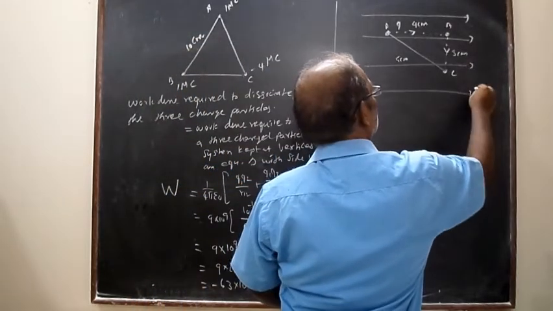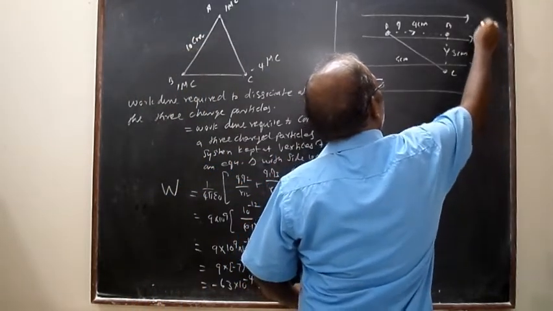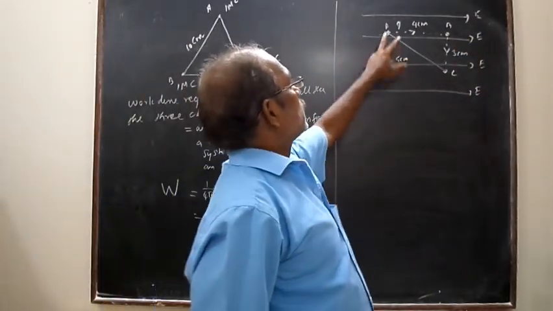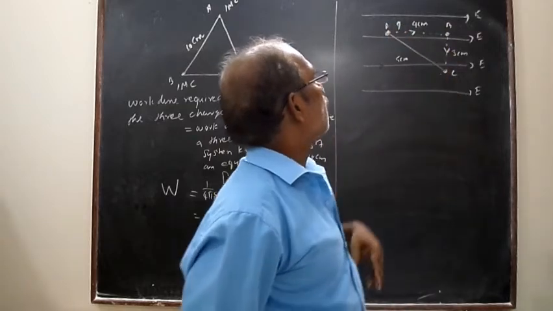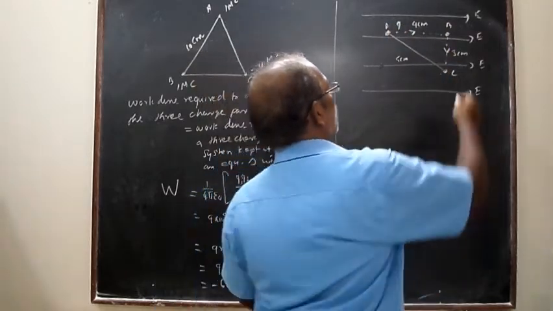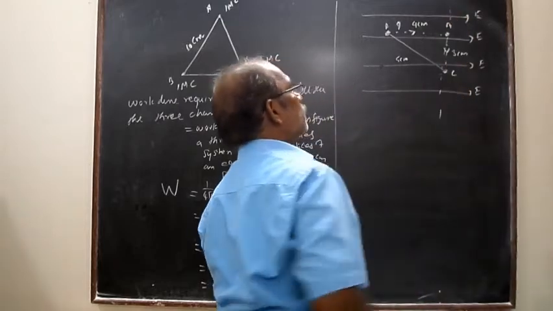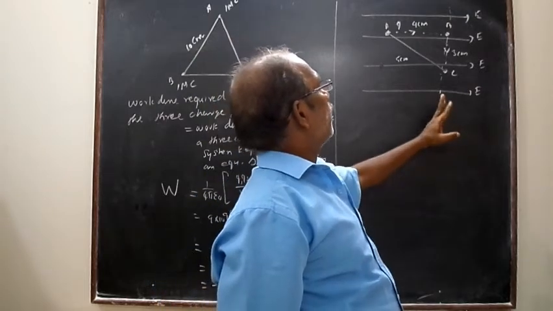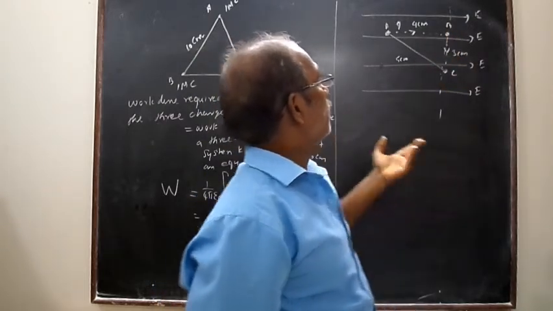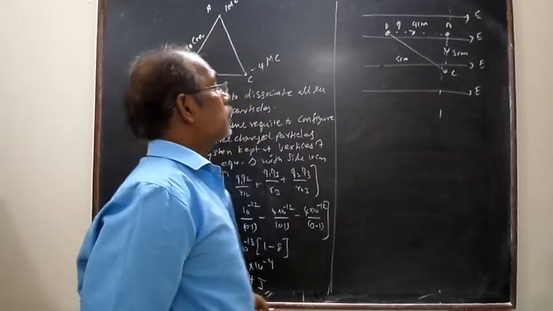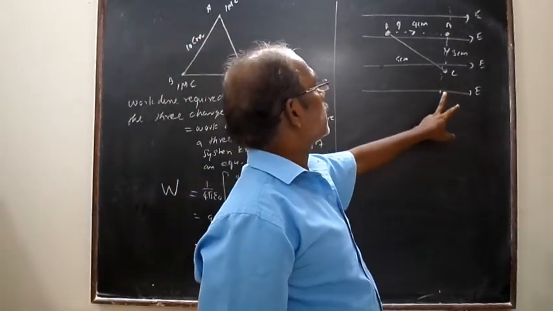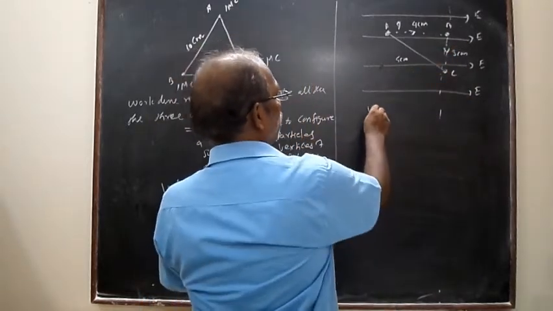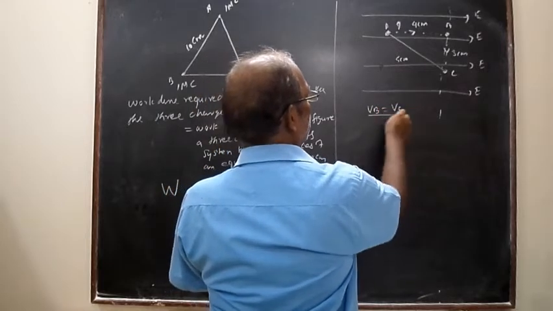The next question: E represents a uniform electric field. In the uniform electric field, consider 3 points A, B, C. If you draw a line across BC, it is perpendicular to the direction of E. So any plane through B and C can be an equipotential surface. Because it is an equipotential surface, the potential at every point on it should be equal. So VB and VC will be equal.